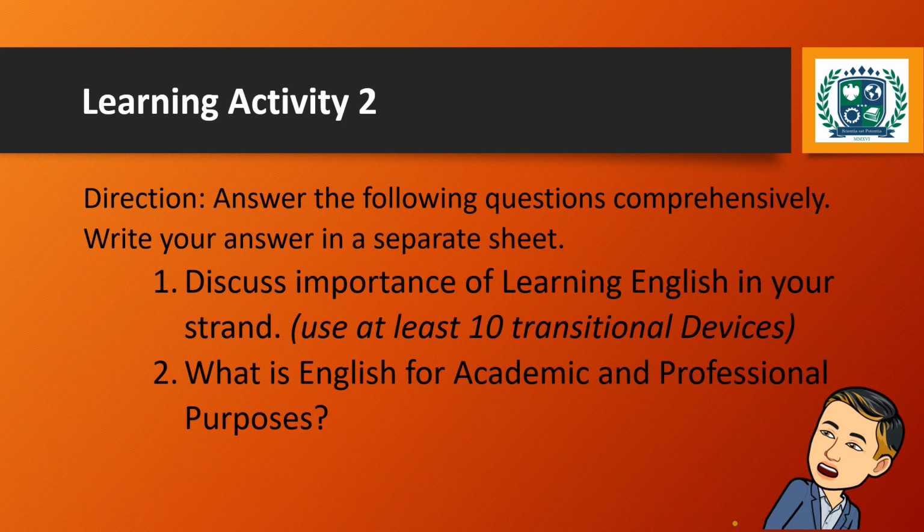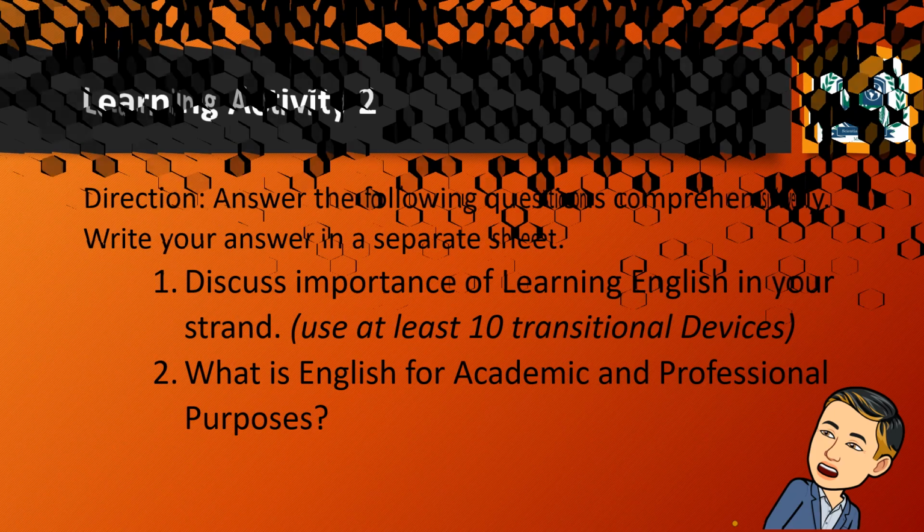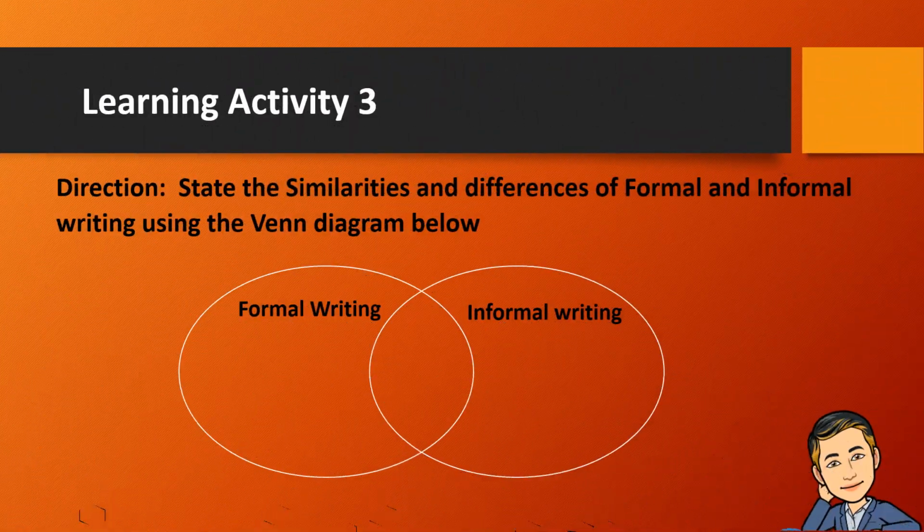For our learning activity 2, direction. Answer the following questions comprehensively. Write your answer in a separate sheet. Number 1. Discuss the importance of learning English in your strand. Use at least 10 transitional devices. Number 2. What is English for academic and professional purposes? For your learning activity 3, direction. State the similarities and differences of formal and informal writing using the Venn diagram below.